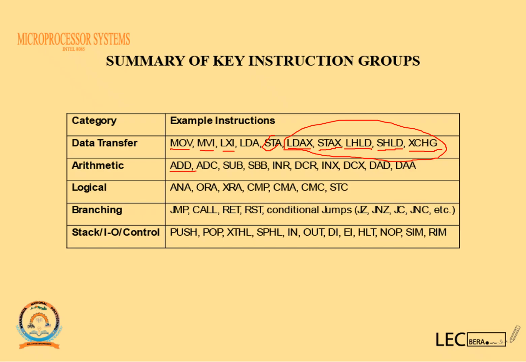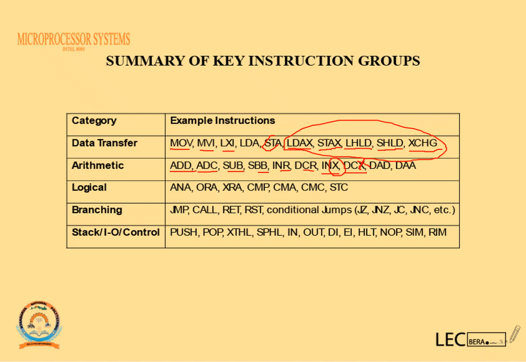I told you these are addition. This one is what you add and what you carry. This one you subtract. You subtract with the carry. Increment, decrement. Increment register pair, decrement register pair. So now you realize when you see X, it means that you are dealing with 16-bit data, and you are supposed to use register pair when you are dealing with 16-bit data.